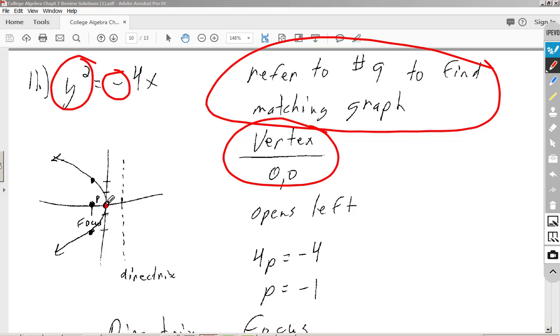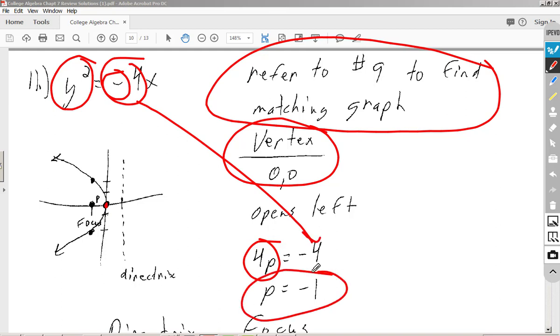And it opens left, so I have to find that number p, how far it's going to move in that direction. Here's my 4p, and remember that 4p equals this number right here, which is -4. So p is going to equal -1. So the distance from my vertex to my focus is -1. I move over here to -1 and put in my focus. And remember that the directrix is in the opposite direction, so that's going to be back 1.